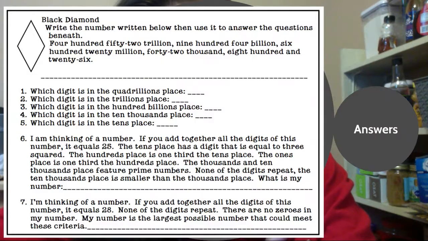The tens place has a digit that is equal to 3 squared. The hundreds place is 1/3 the tens place. The ones place is 1/3 the hundreds place. The thousands and 10,000s place feature a prime number. None of the digits repeat. The 10,000s place is smaller than the thousands place. What is my number?